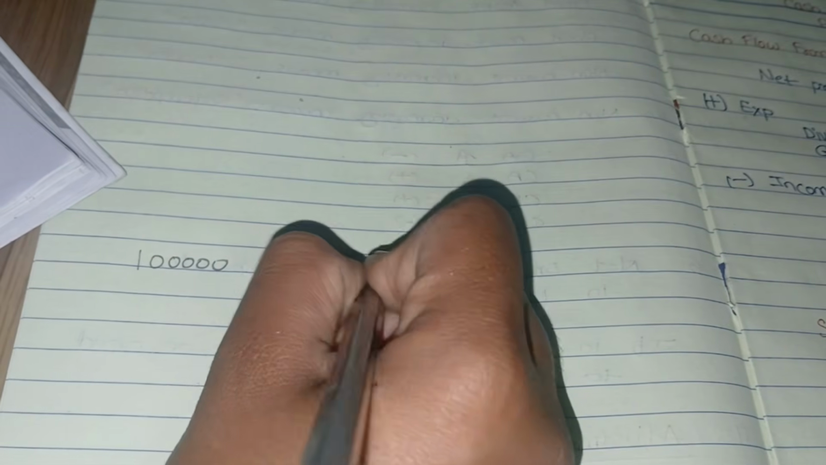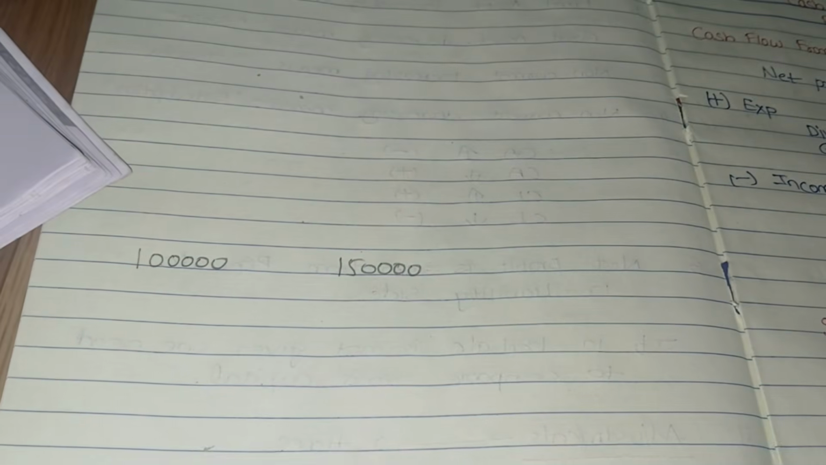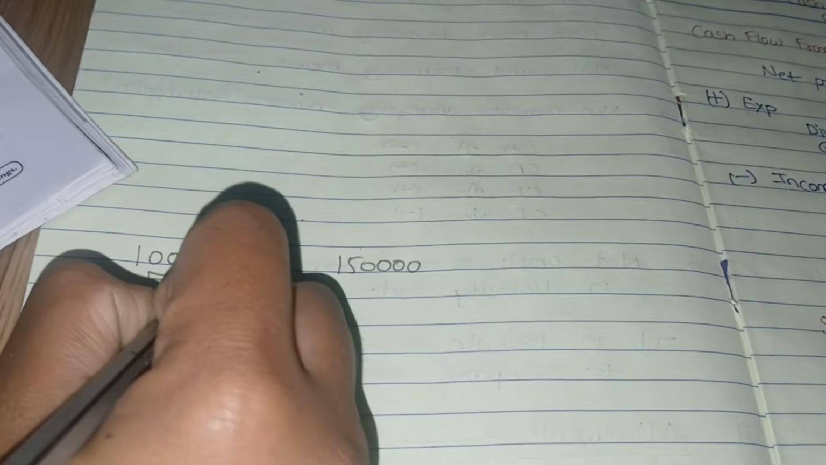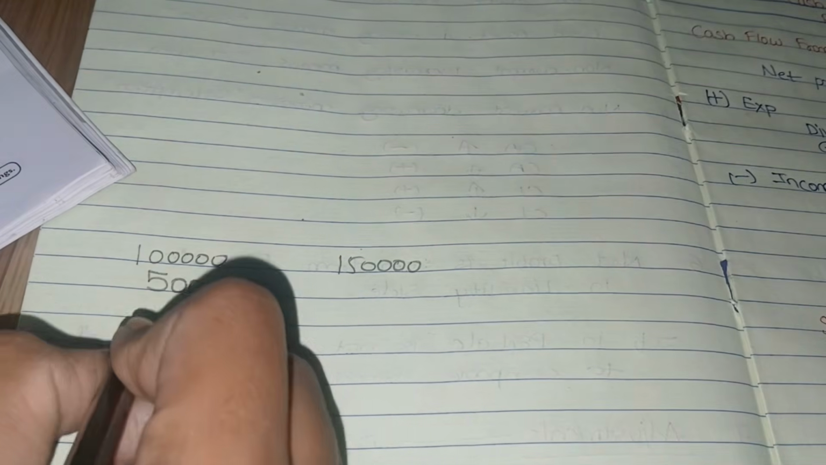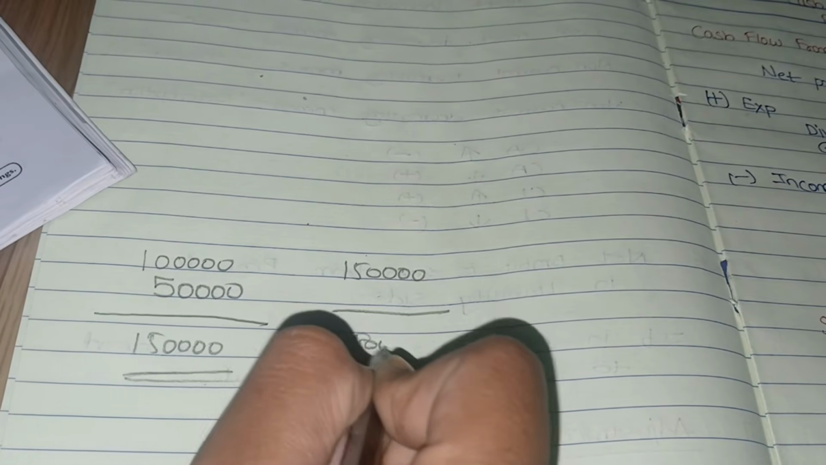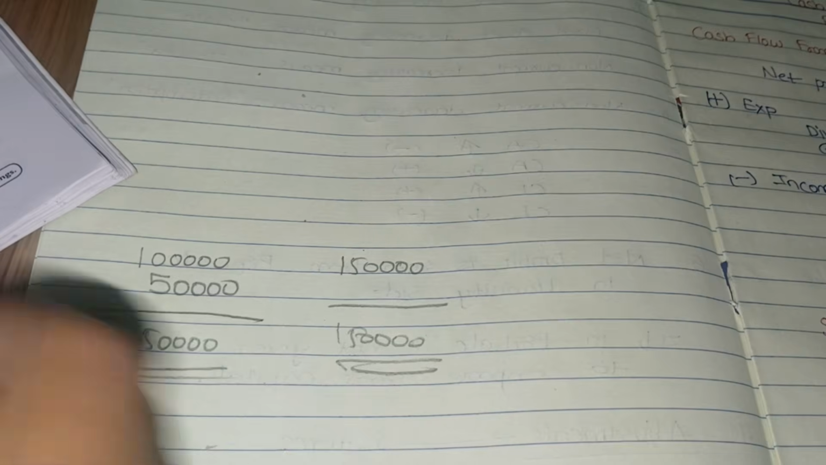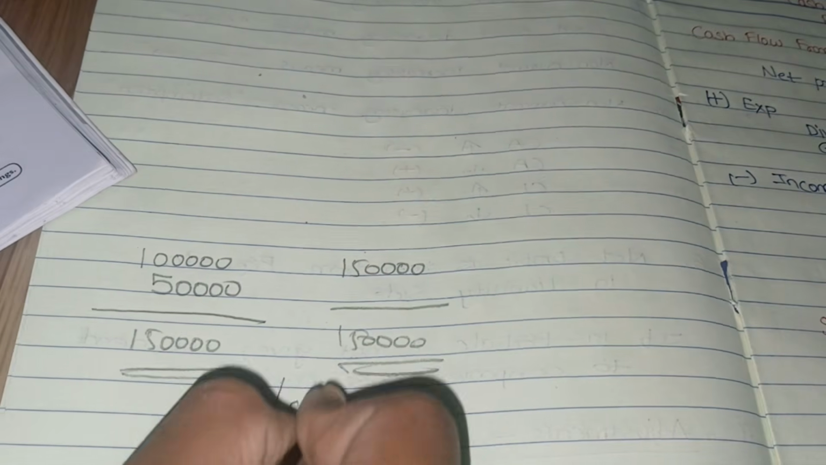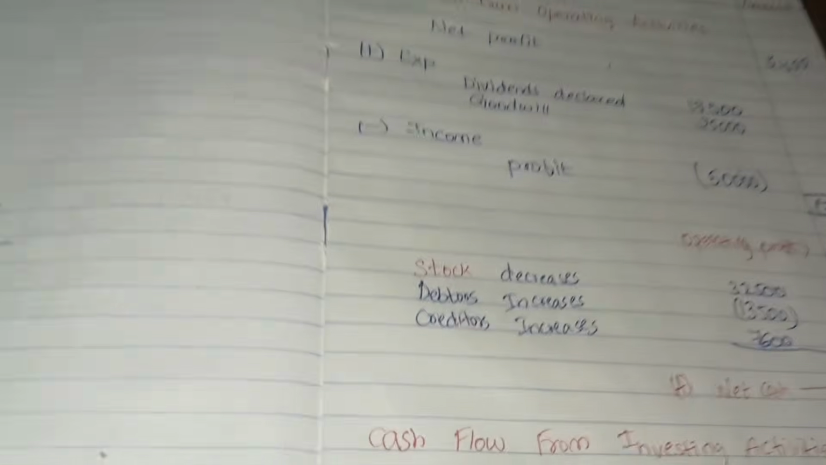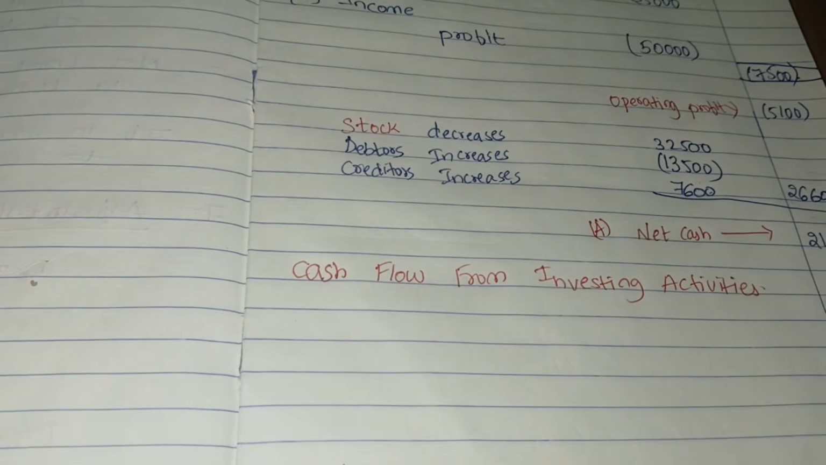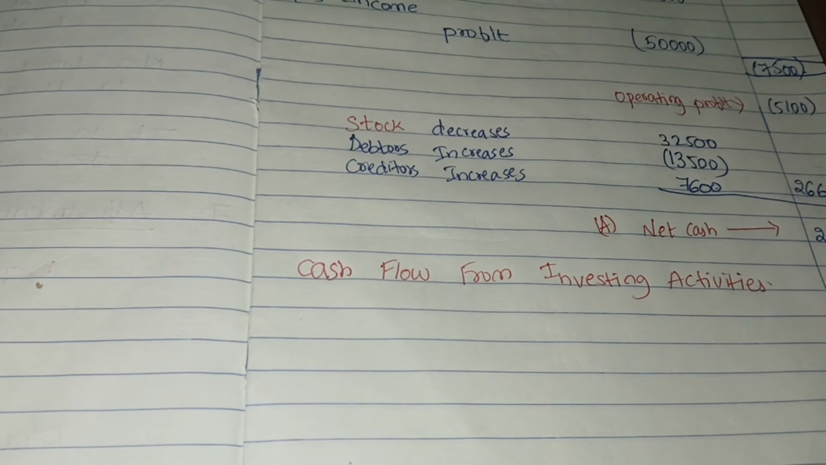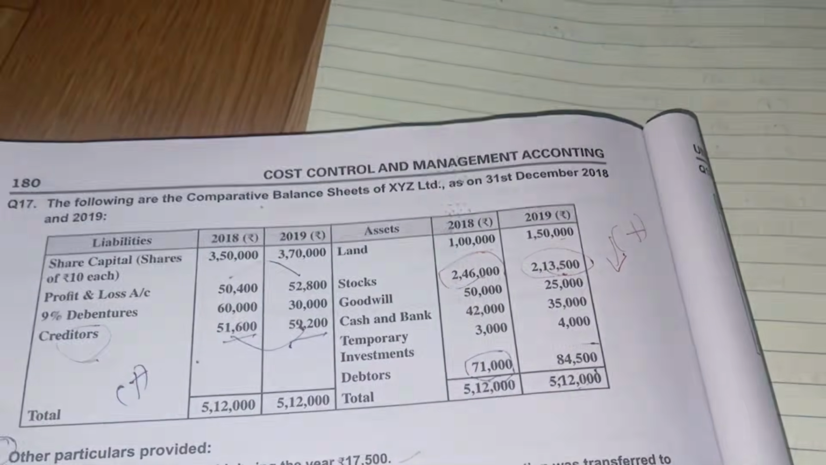Closing land value is 1,50,000. Whenever we are getting profit during the year, we need to add it to the opening only. So 50,000 profit we are getting, so opening has become 1,50,000. Closing also is 1,50,000, which means there is no change. It means there are no purchases and no sales. When there are no purchases and no sales, we should not take it in investing activities. If it is increasing or decreasing, then only we need to consider it in the calculation of investing activities. Right now both are equal amounts, so we are not having anything.